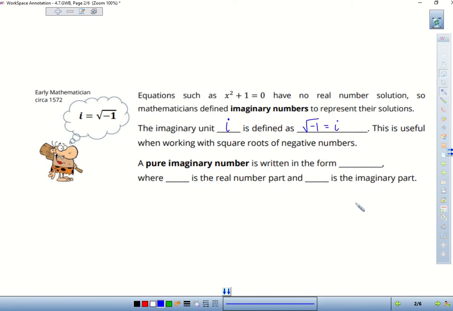This is useful when working with square root numbers and negative numbers. A pure imaginary number is written in the form bi, where b is the real number part and i is the imaginary number part. So we're going to be talking a lot about imaginary numbers today. I just want to mention that the word imaginary, as you know in English, is not the same way that we utilize it in math. These numbers don't exist in the same kind of dimension or understanding that we use regular numbers in. But as we go through this lesson and lessons coming forward, you're going to see the applications and how they're used. So they do have real world applications. So let's get started.